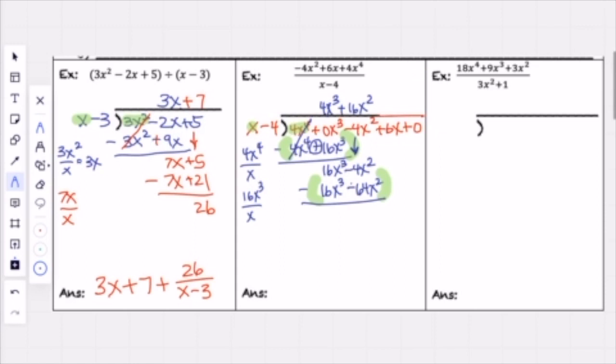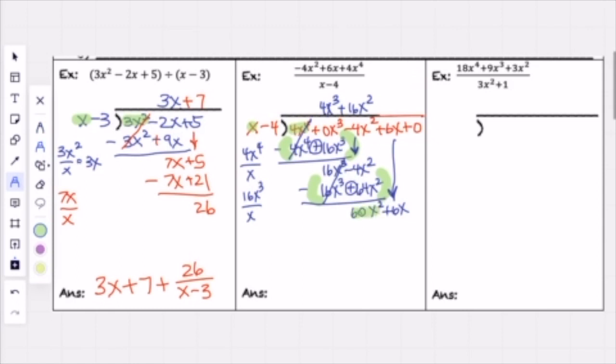And so this will become positive, and the 16x cubes subtract away. I've got negative 4x squared and positive 64x squared, so that's going to be 60x squared plus the next term is 6x.